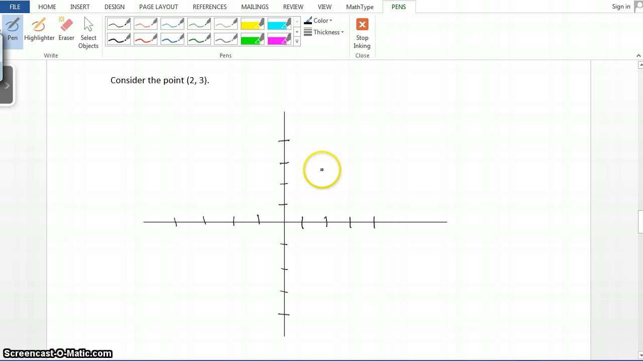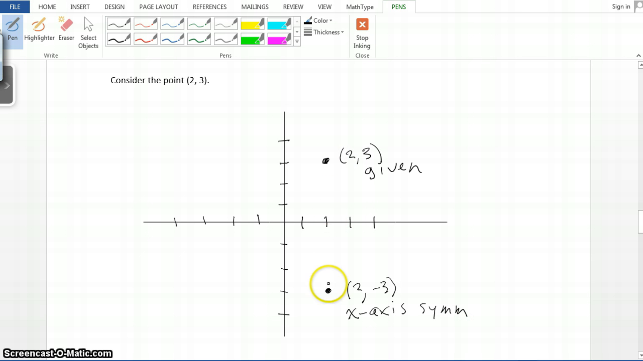Alright, here's the point 1, 2, 1, 2, 3. That's the given point, 2, comma 3. Alright, if I wanted to reflect this through the x-axis, here's my x-axis here. That means you would go straight through the x-axis and you go down the same distance on the other side. That would be the point 2, comma, negative 3. This is x-axis symmetry. Alright, it was reflected straight through the x-axis, acting like a mirror.